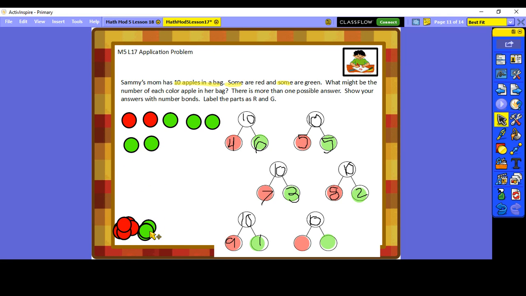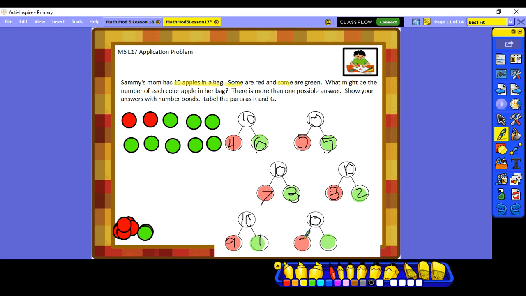Yes, I would need 8 green apples, 2 red, and 8 green. Are these all the combinations? No, you might have gotten something even different. Look very closely. These number bonds are not the same. Why are they still correct if they're not the same?